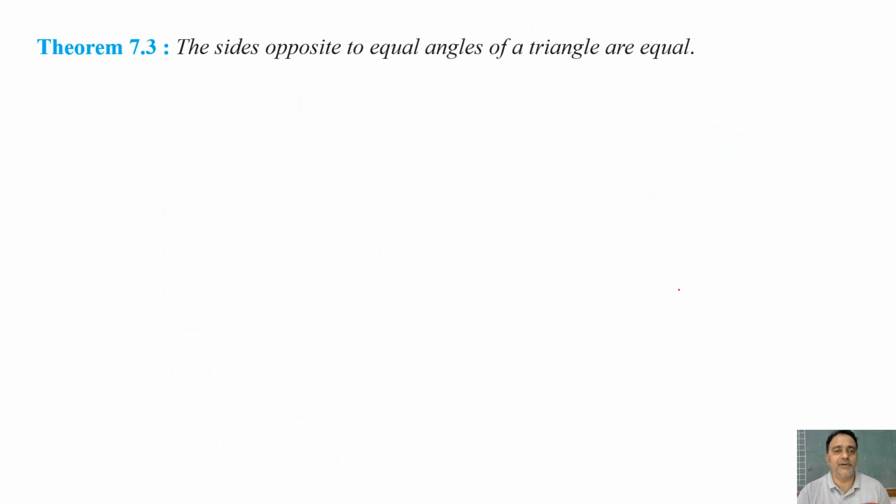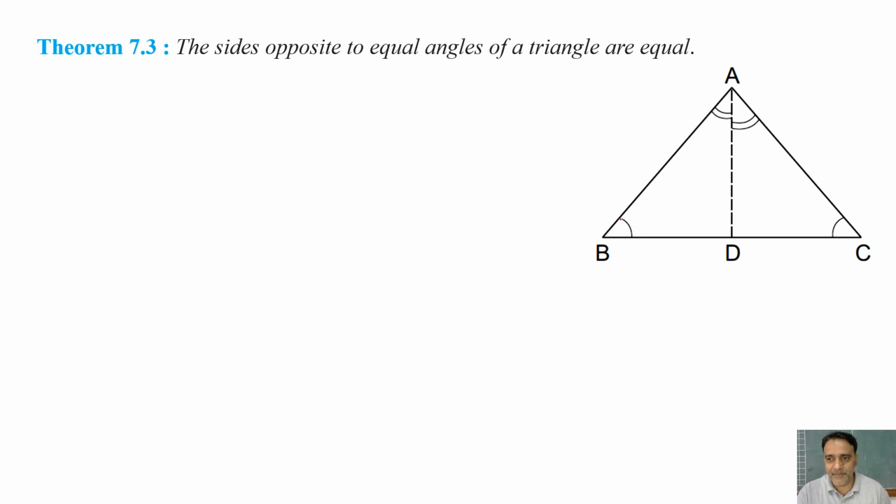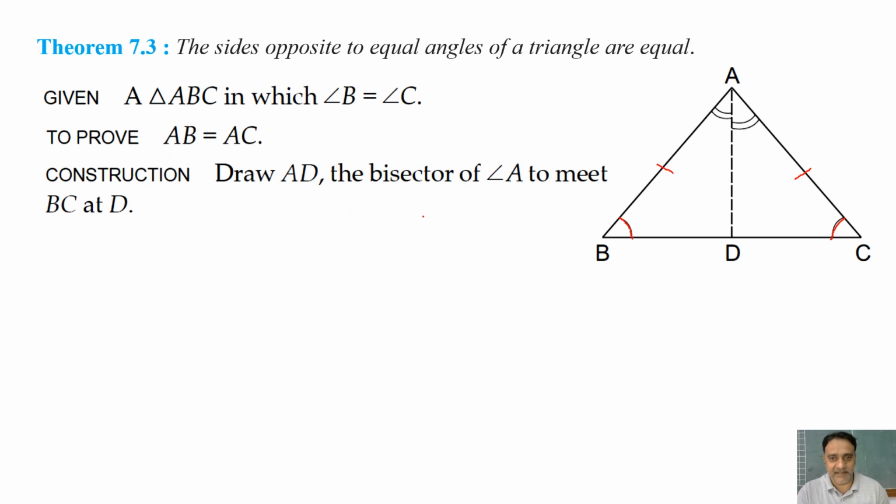So now we'll move toward theorem number 7.3, the converse of 7.2 theorem. The sides opposite to equal angles of a triangle are equal. Okay. So यहाँ पे angle equal दिया हुआ है और हम लोग को ये प्रूफ करना है, sides are equal to each other. Sides opposite to these equal angles are equal. That we have to show, and we will use the same construction.